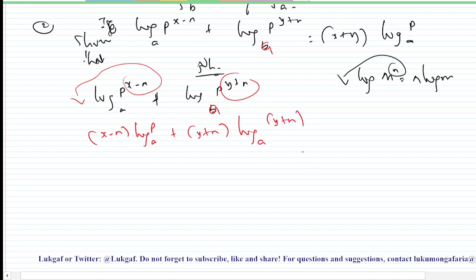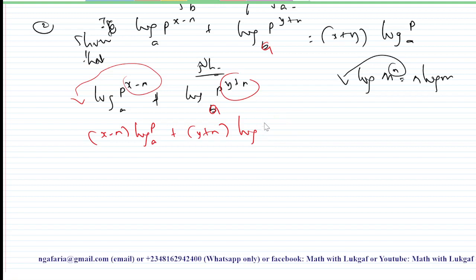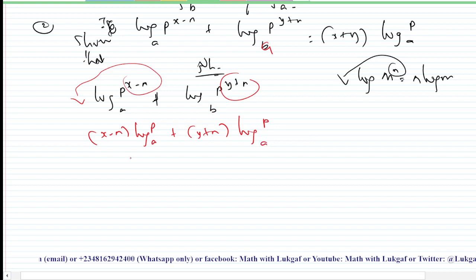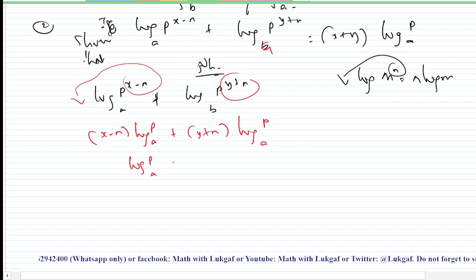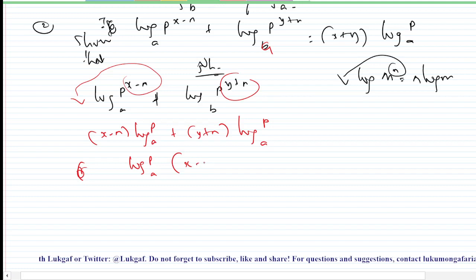Then log p base a, y plus n. So you will notice that we have log p in common. Then I can factor it out. If you factor it out, what am I going to have? So then I'm going to have x minus n here, then plus what?